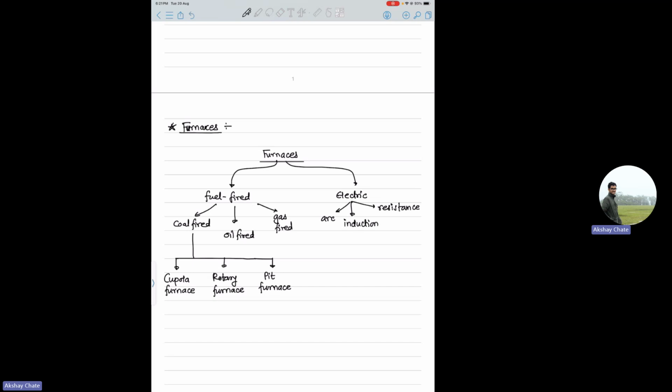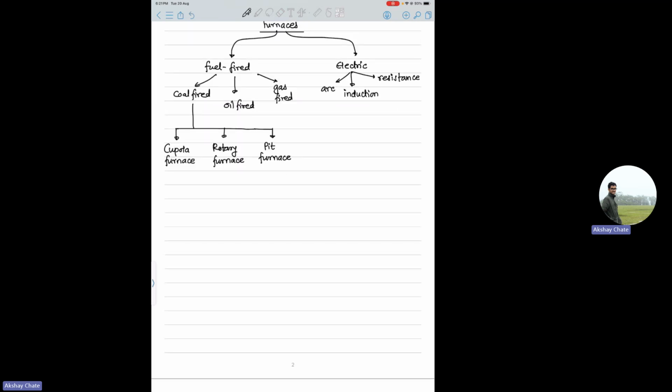Okay, so let's move forward. Let's go to the first type of furnace that we are supposed to know, which is cupola furnace. Sometimes they are called cupola also, so it doesn't matter. It's a pronunciation choice. So first of all, you should remember, what is this?